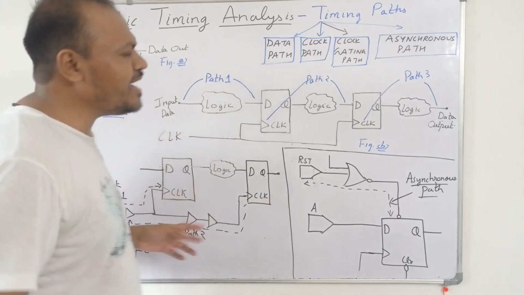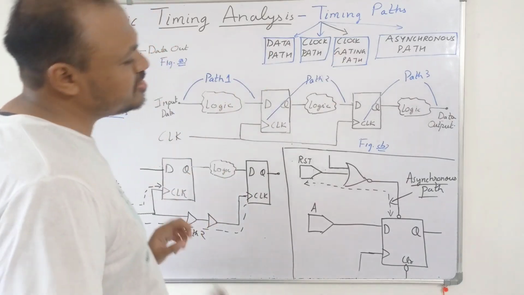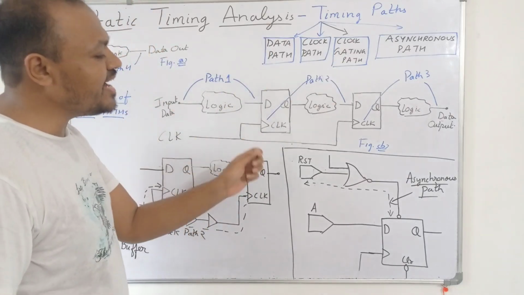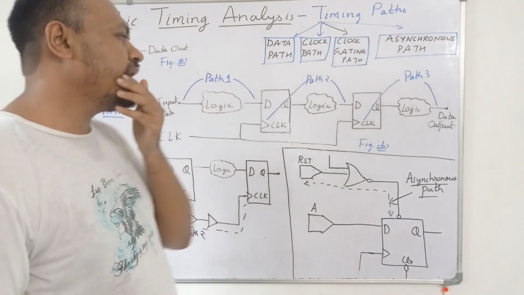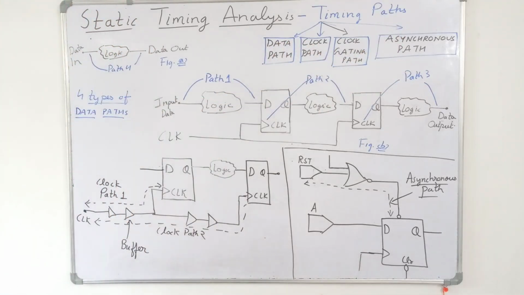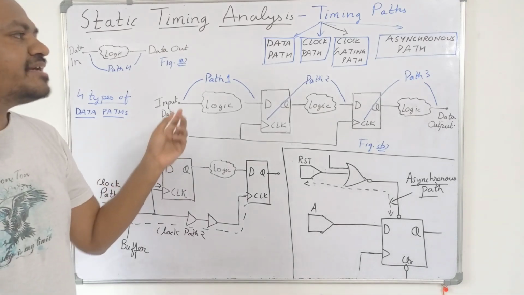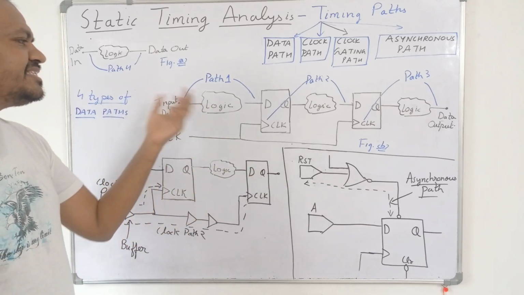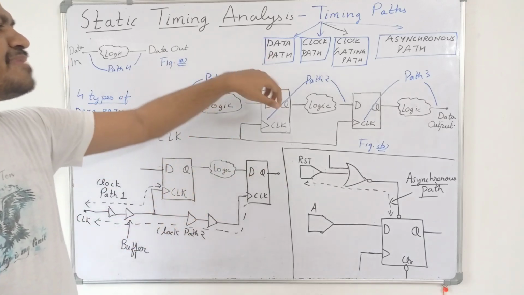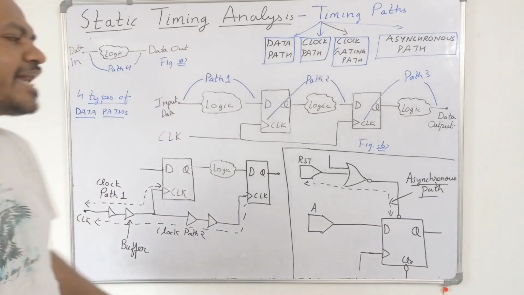So basically in static timing analysis we can divide any design into these 4 basic types of path and finally do the analysis for all the paths individually, because as you can see all the paths have different starting points and different end points. So the whole design can ultimately be divided into these 4 types of paths.